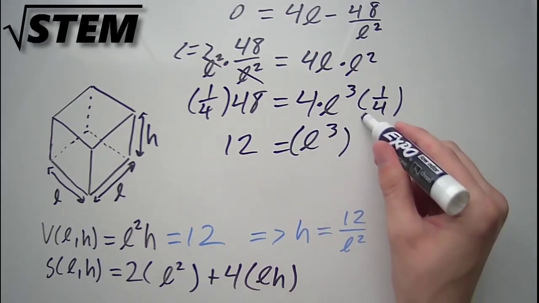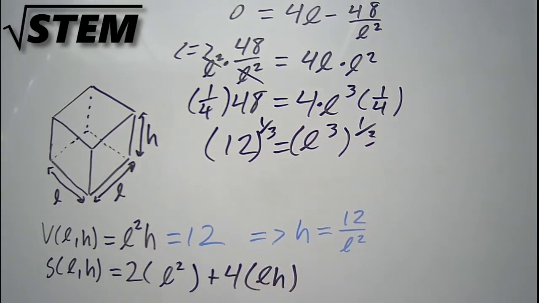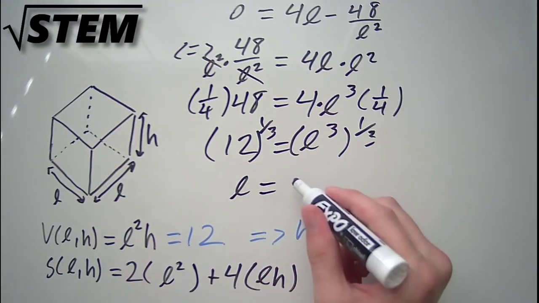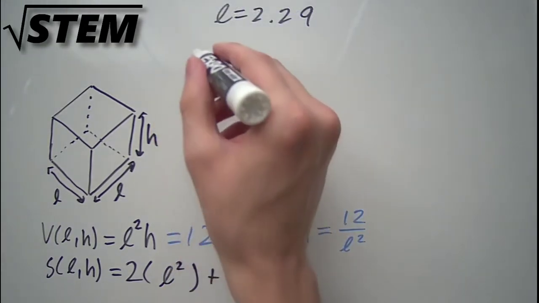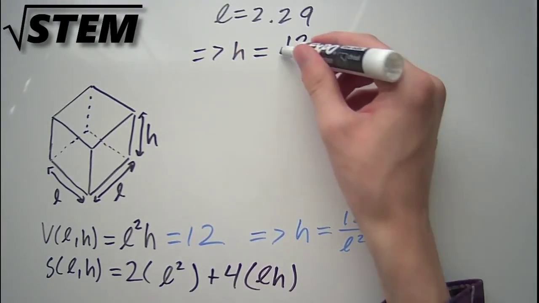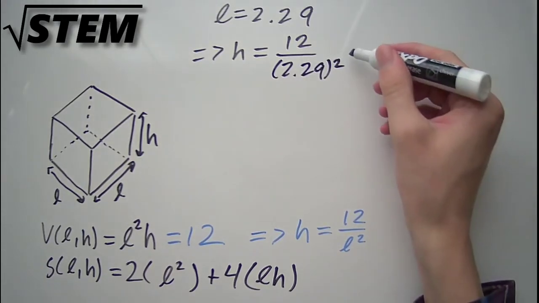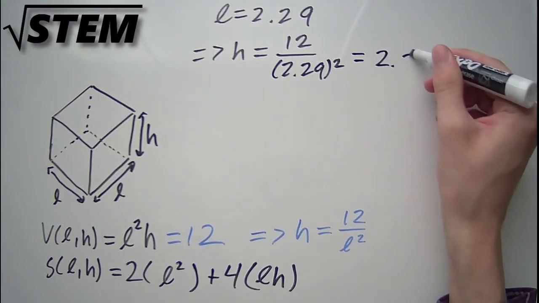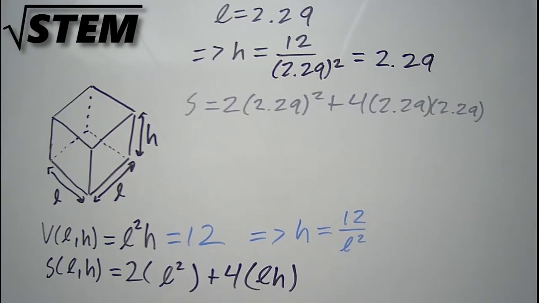Now we want to take the cube root, or raise both sides to the 1/3 power to find that L equals 2.29. Since we found a value for L, we can find the value for H is equal to 12 divided by 2.29 squared, which comes out to 2.29. If we plug those values back into our surface area equation, we'll find the maximum surface area.